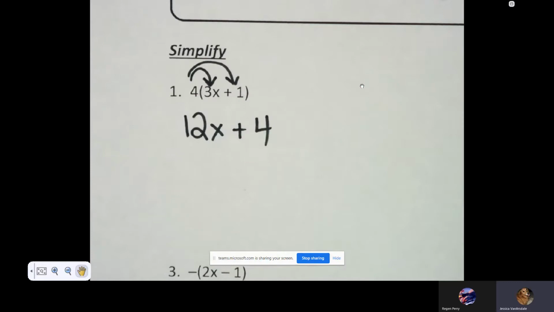Go ahead and put your names on these, by the way, both pages. We're going to try to get them finished today. Okay. Let's look at number 2.